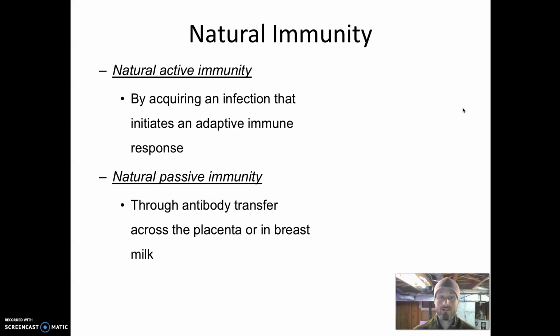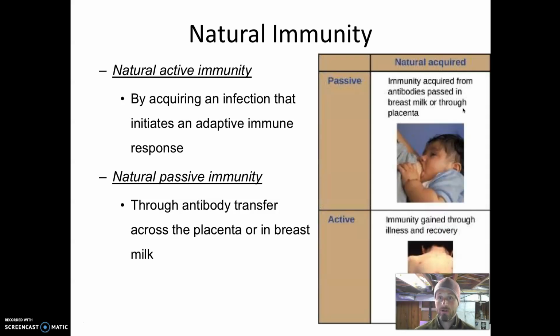So antibodies can be transferred through the placenta when in utero, and antibodies can be transferred through breast milk after birth. So this is the most common example of natural passive immunity, is where mothers pass antibodies to their children through the placenta or through breast milk to protect their children from potential infection.